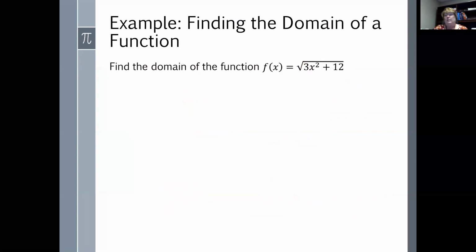Okay, how about this one? And this is similar to the problem that we had a minute ago, where we had a square in the denominator of a fraction. So is there any real number that will cause that radicand to be negative? And the answer is no. Because what happens when I square a real number? Every time I square a real number, the result is positive. You cannot square a real number and get a negative number. It can't be done. So when I square x, that's positive. When I multiply it by 3, that's positive. When I add 12, that's positive. So this radicand will always be positive.